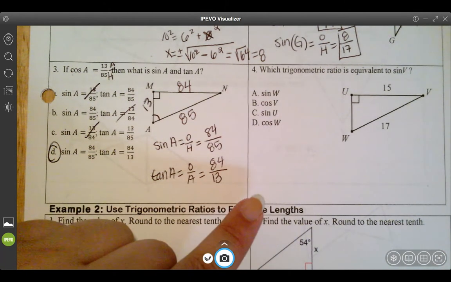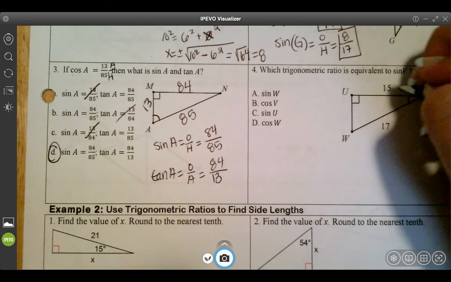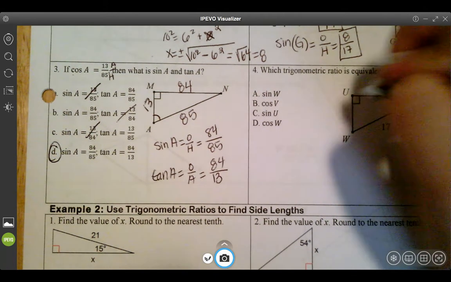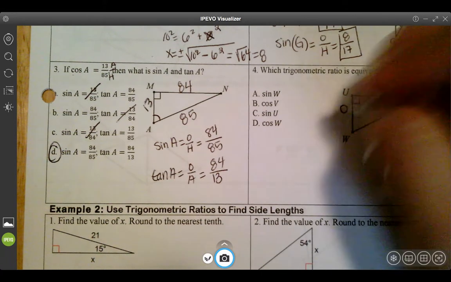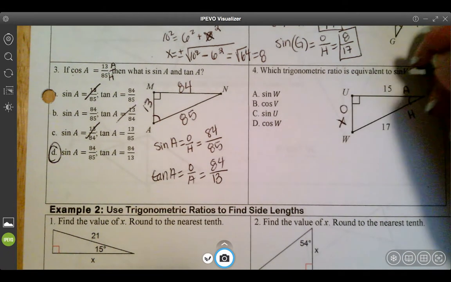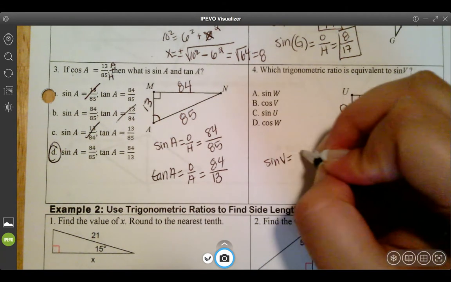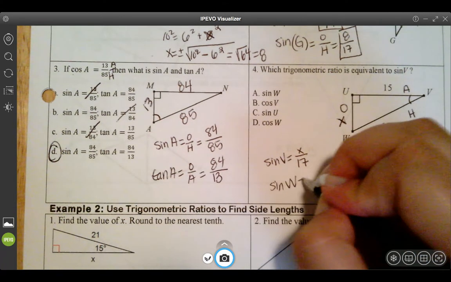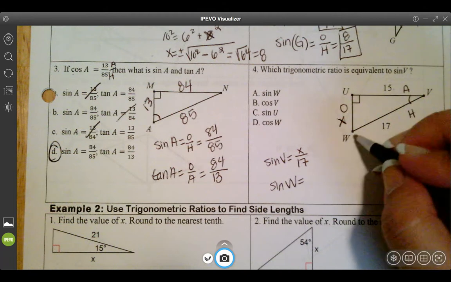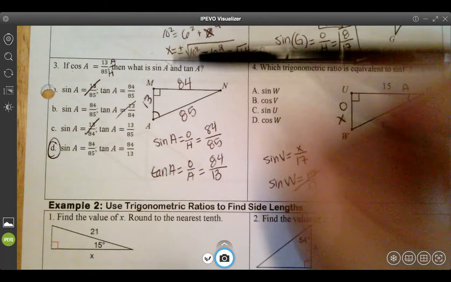Number 4, we want to find which is equivalent to sine of V. So here's angle V. Here is my adjacent, my hypotenuse, and my opposite. I don't know the value for opposite, but again, I don't need to know the value. I just need to know which one has the same value. So let's call this X. So sine of V, opposite over hypotenuse, is X over 17. Sine of W would be opposite 15 over 17. Not the same, so it can't be A.